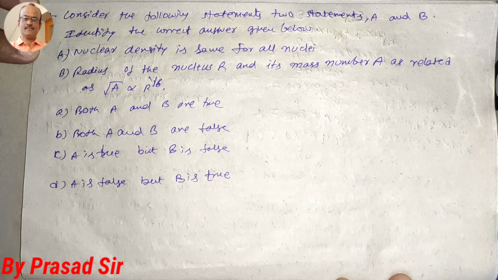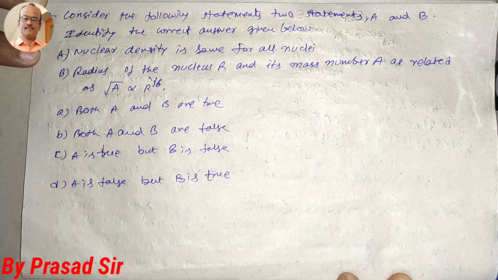Identify the correct answer given below. A. Nuclear density is the same for all nuclei. B. The radius of the nucleus R and its mass number A are related as root A is directly proportional to R to the power of 1 by 6. So which option is correct here? A, B, C, D are given.